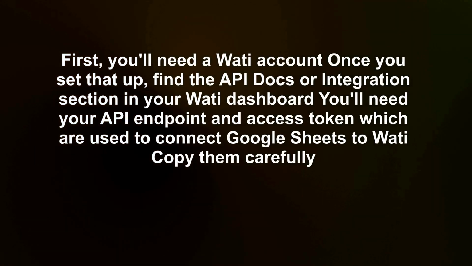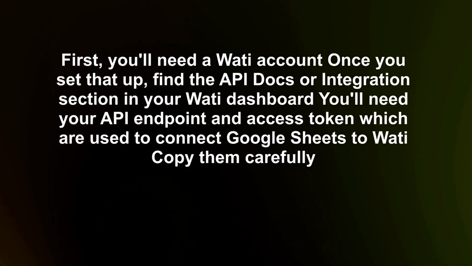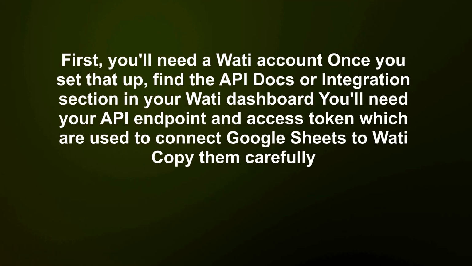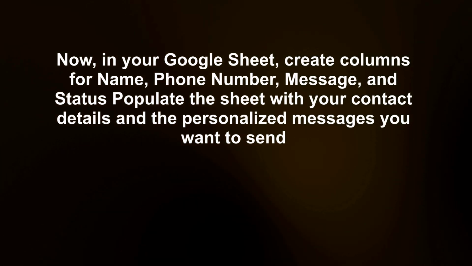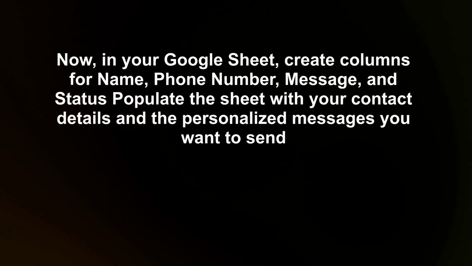First, you'll need a Wati account. Once you set that up, find the API Docs or Integration section. In your Wati dashboard, you'll need your API endpoint and access token, which are used to connect Google Sheets to Wati. Copy them carefully. Now, in your Google Sheet, create columns for name, phone number, message, and status.